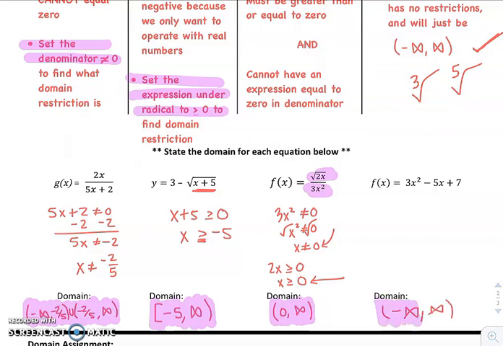So when you're doing these, you just need to pay attention. Does it have a fraction? Does it have an even root? I need to solve for and find what x value needs to be excluded as the restriction for the domain of that equation.